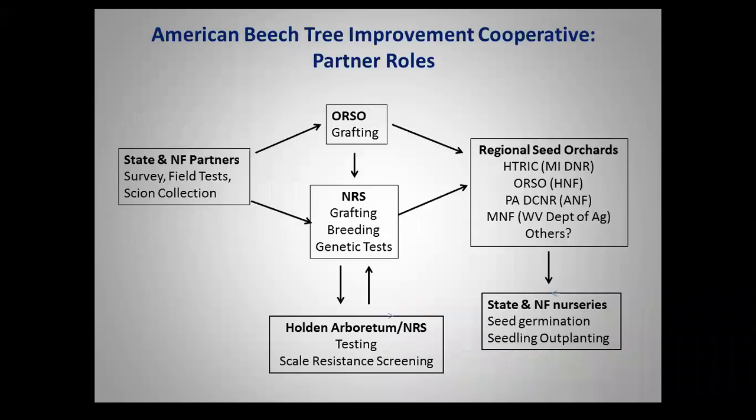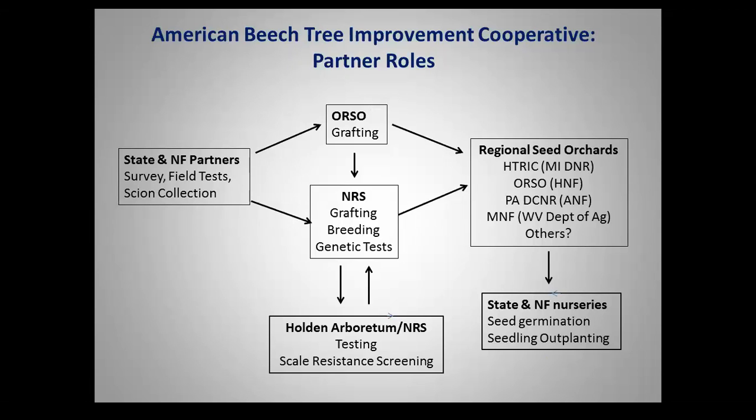So I've mentioned my partners several times, and I just put together this flow chart to give a summary of the network, the tree improvement cooperative that we've put together. And if there's anyone listening that would be interested in participating with their forest that has a beech bark disease problem, please feel free to contact us.